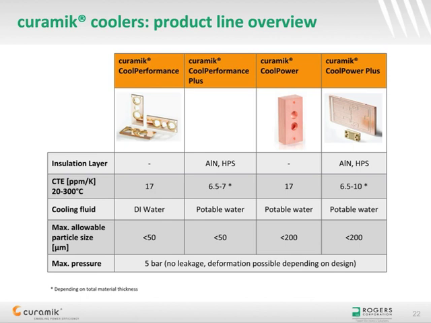Also note that the ceramic layer, which is necessary for the purpose of electrical isolation, provides an additional value to the application as it reduces the coefficient of thermal expansion of the cooler from 17 ppm per Kelvin down to 7 ppm per Kelvin, depending on material combination. This is a better match to the CTE of the semiconductor device, and this helps to reduce the bow of this device.